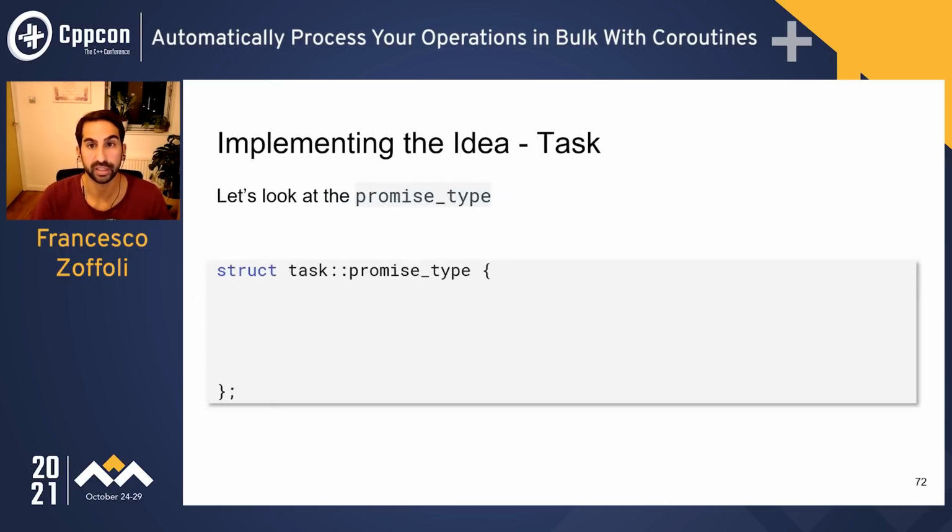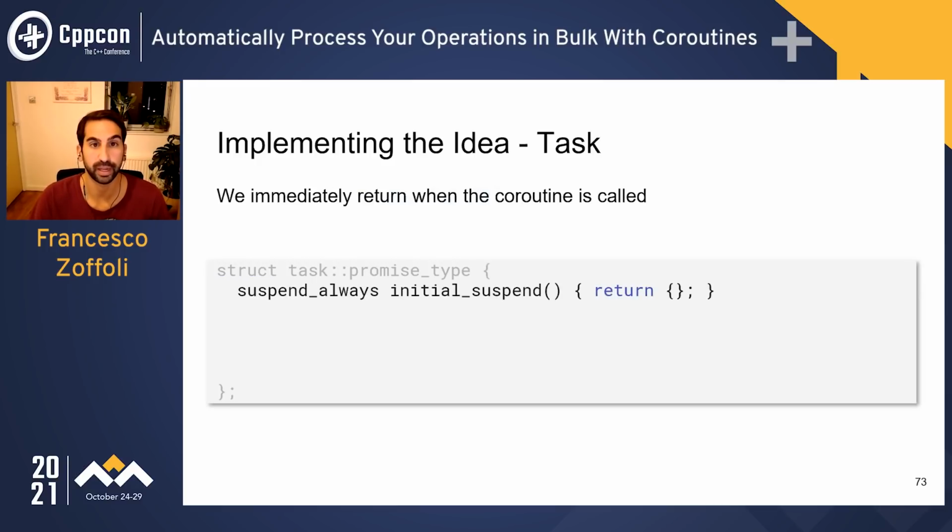Let's now look at the promise type. We'll implement all the special methods we described earlier in a minimal way. Let's start with initial suspend. Here, we want to suspend the coroutine immediately. So we are going to return suspend always. Suspend always is a special awaitable which is implemented by the standard library, which always suspends. So when you call await ready, this always returns false. This allows us to suspend before starting the execution of the body of the coroutine. So we are building a lazy coroutine.